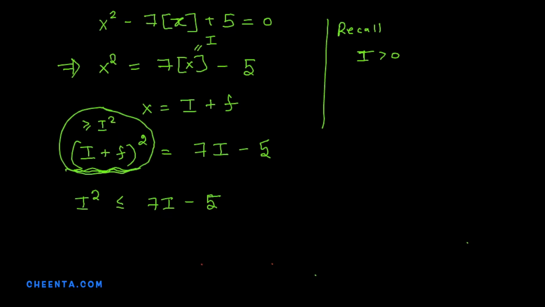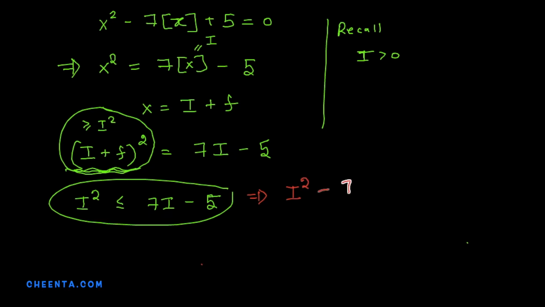Alright, now if we look at this particular inequality, we know exactly what to do. And this is a little bit of quadratic inequalities that you need to know. Because if you bring everything to one side, you have I squared minus 7I plus 5 is less than or equal to 0. You are bringing everything to one side, and you want to know for what integers this will work. So if you do not know how to find that out, here is a way to do it.